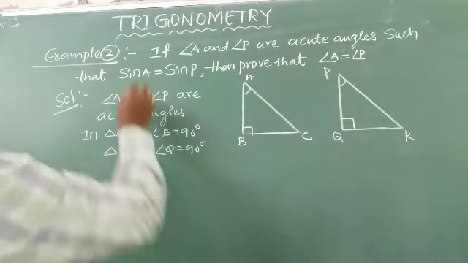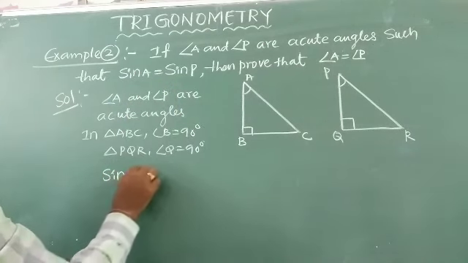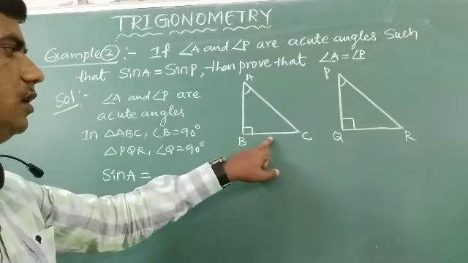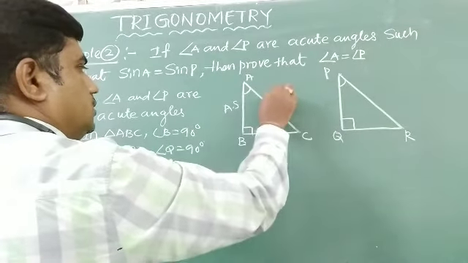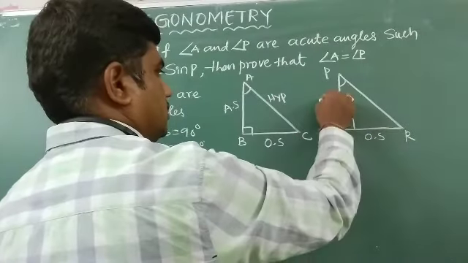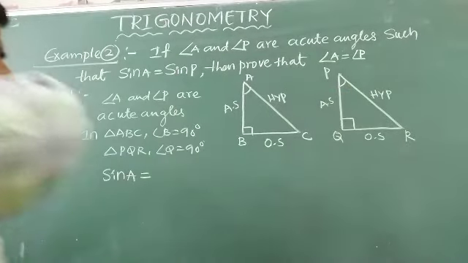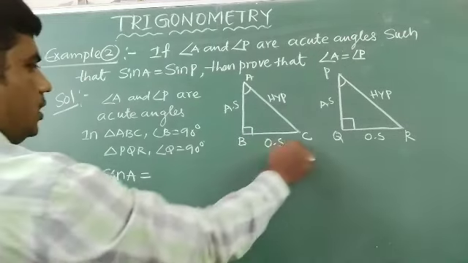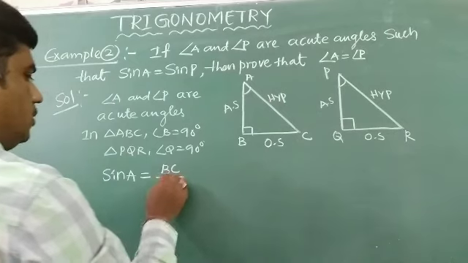So first write the sin A value. Sin A equals sin P is given. Sin A means what in this triangle? When this is the angle, this is the opposite side, this is the adjacent side, and this one is the hypotenuse. Sin A means the ratio of the opposite side to the hypotenuse. So the opposite side is BC, the hypotenuse is AC.